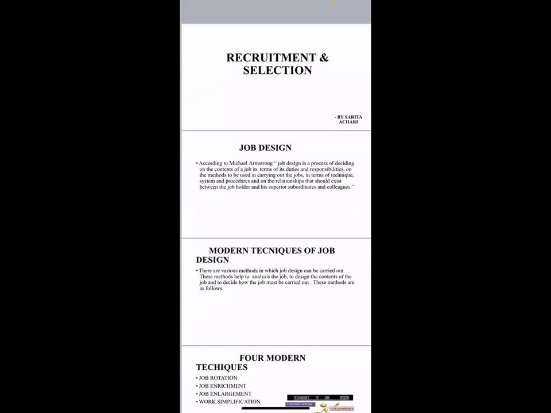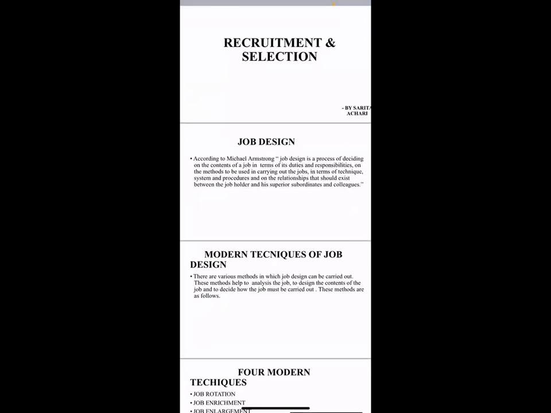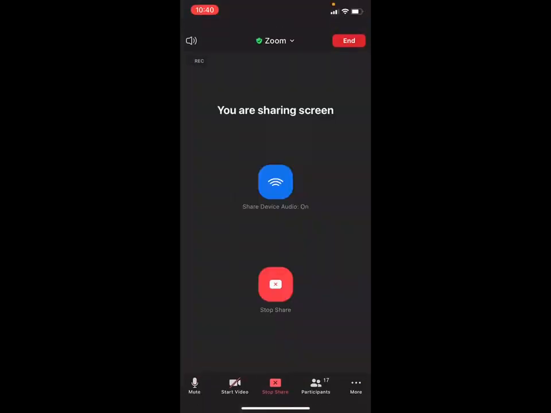Sorry, the second say job design. According to Michael Armstrong, job design is a process of deciding the content of the job... Sarita, you can ask someone else, sorry, I will mess it up. Yeah, yeah, I will do.